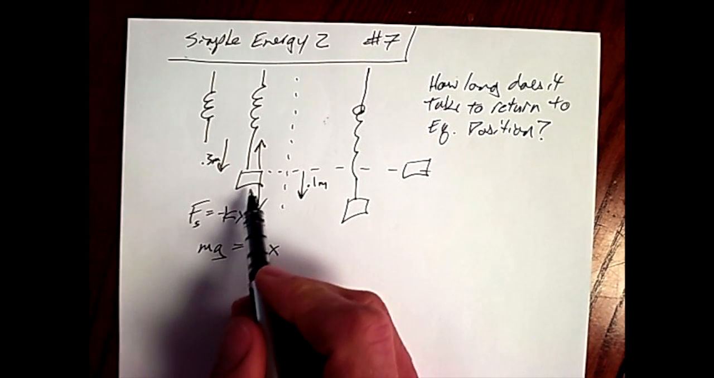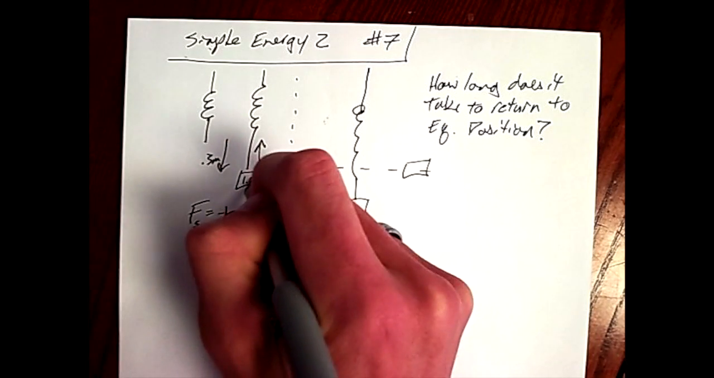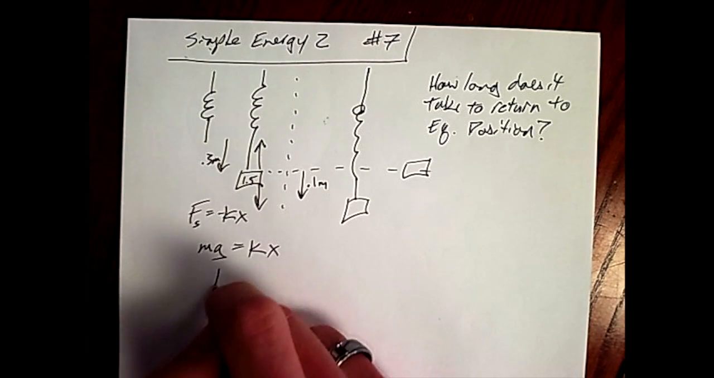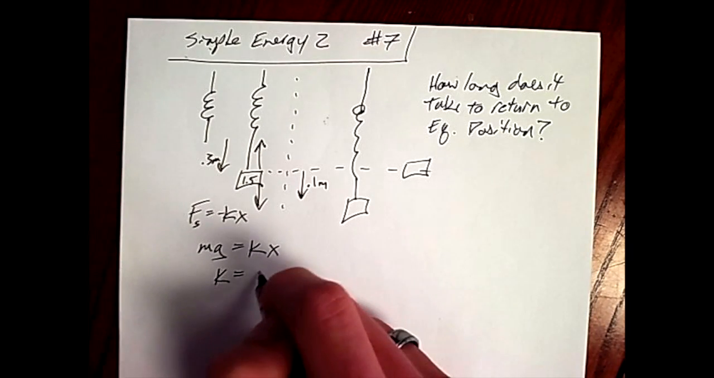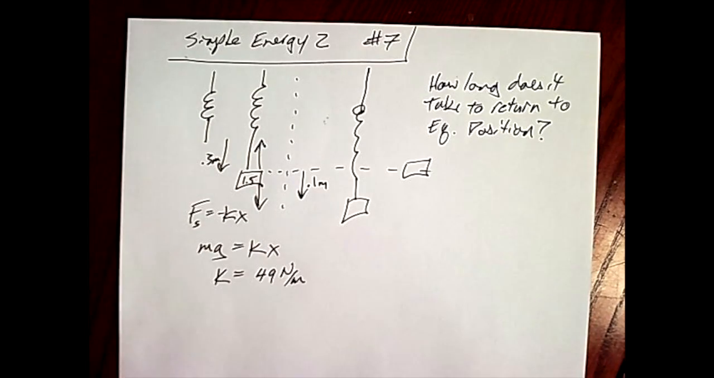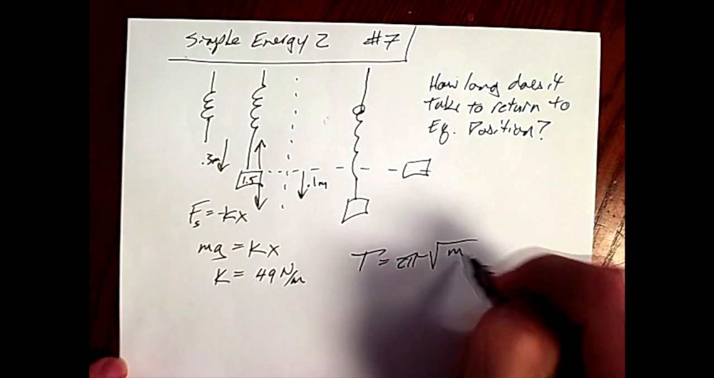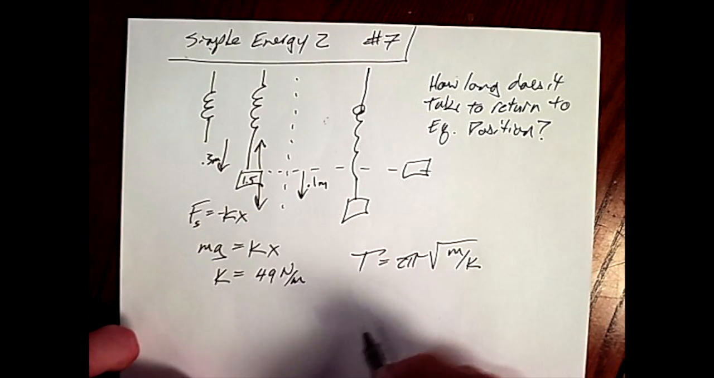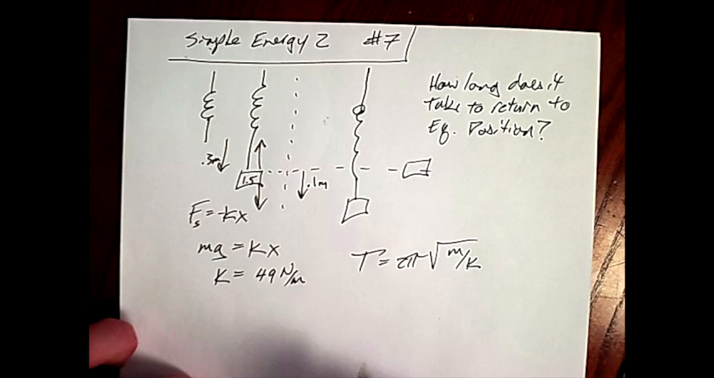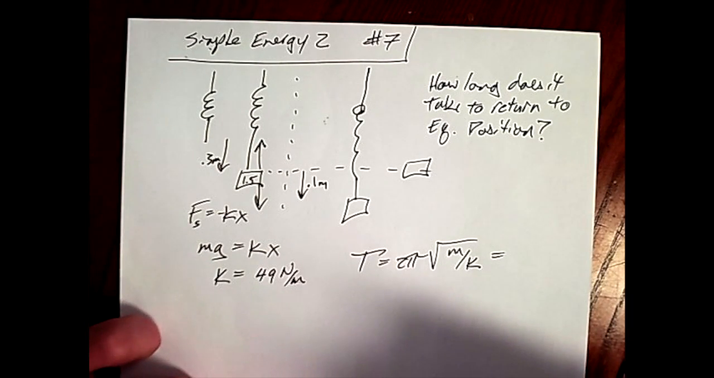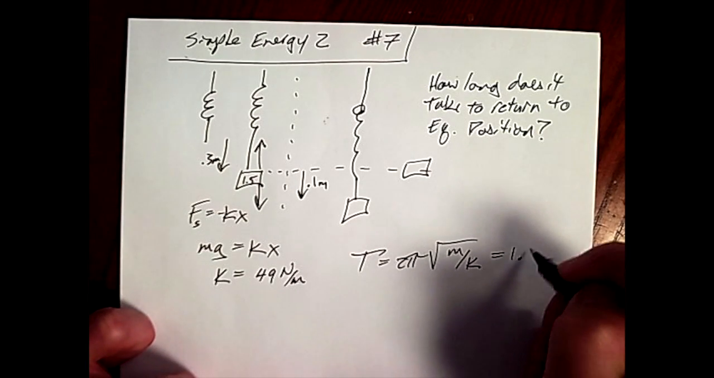I think my mass was given as 1.5 kilograms in this example. So 1.5 times 9.8 divided by 0.3 gives me a spring constant of 49 newtons per meter. Once I have the spring constant, I can simply plug into the period formula: T equals 2 pi times the square root of m divided by k. As I said, m was given as 1.5, and we just figured out k is 49. So you plug those things in, and you get 1.1 seconds.